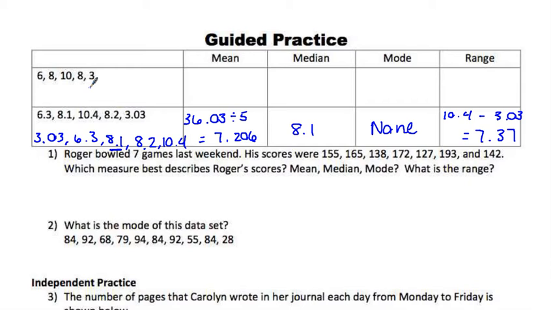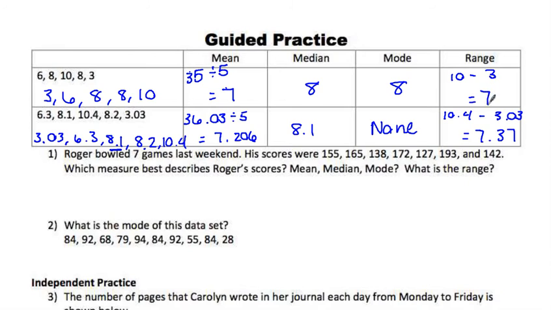So find the mean, the median, the mode, and the range. So if you find the mean, it would be 35 when you add, divided by 5, which is 7 as the mean. The median, if you put them in order, would be 8. The mode is 8, and the range is the highest minus the lowest, which would be 10 minus 3, which is 7.